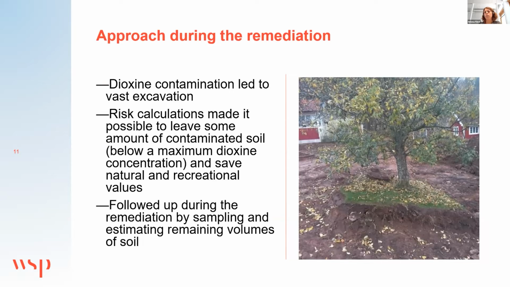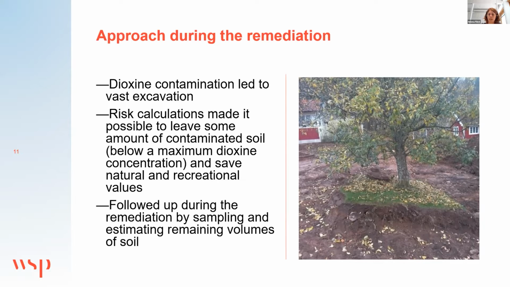The dioxin contamination would lead to vast excavation. So in the beginning of the remediation measures, we did risk calculations of how much soil we could leave without an unacceptable health risk. By doing this, we could leave some amount of contaminated soil below a maximum dioxin concentration set at the level where single intakes of soil could give unacceptable risks. And the calculations told us that we could save up to 10% of the soil in the area, which meant about 1,000 cubic meters, as long as we removed concentrations above 1,500 nanogram dioxin per kilogram soil.